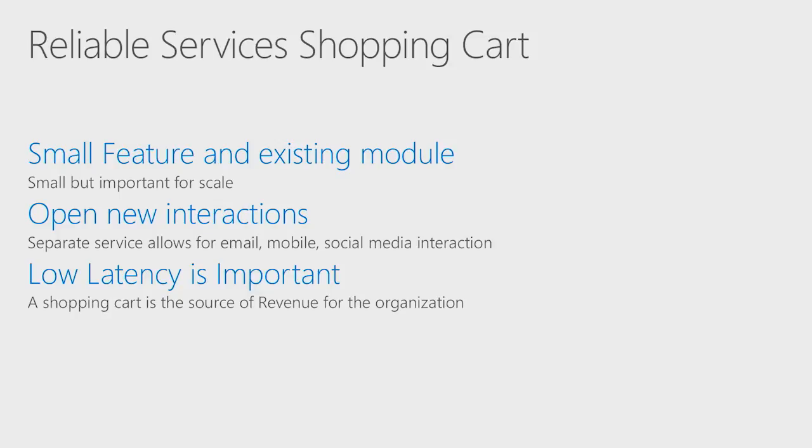And then low latency is incredibly important in this scenario. I mentioned that this is the key source of revenue for the organization, and so we want that shopping cart to load quickly. We don't want them to have to wait because they might go to another store. And so using the reliable services will get that low latency kind of out of the box using the stateful middle tier. So we're going to dive in and take a look at what one of these demos looks like.